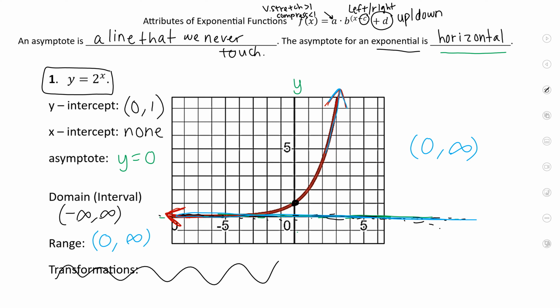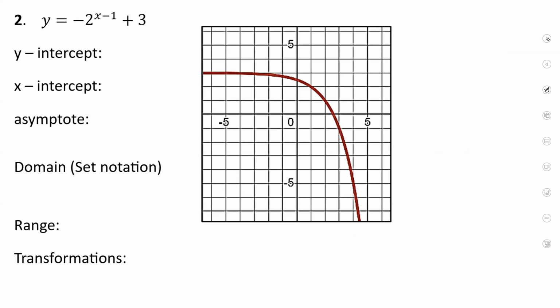Now, guys, we have this new letter B. This is just your base. That doesn't do anything to your graph. That is simply your base. So this is kind of a review. We know that the inside, the C value, turns it left or right, the D makes it go up or down, and the A in the very front is a vertical stretch or compress. There's really nothing new here. So let's look at an example.